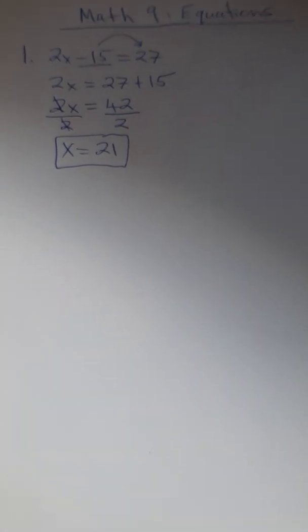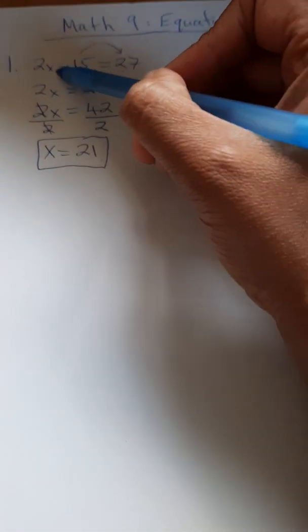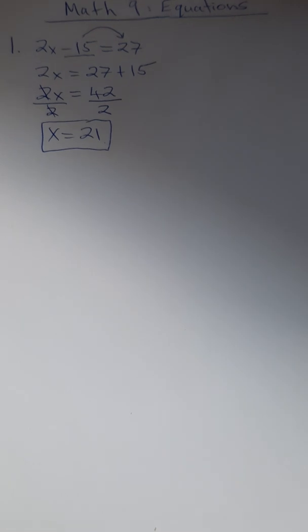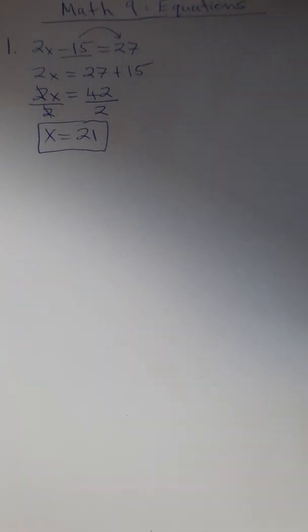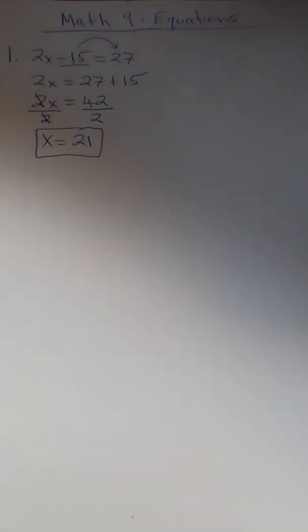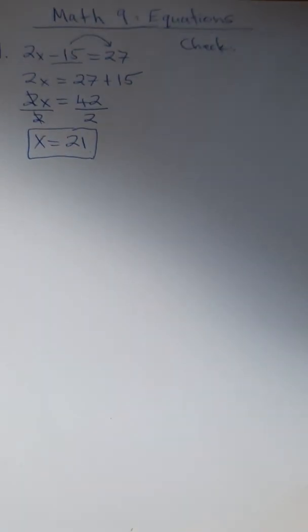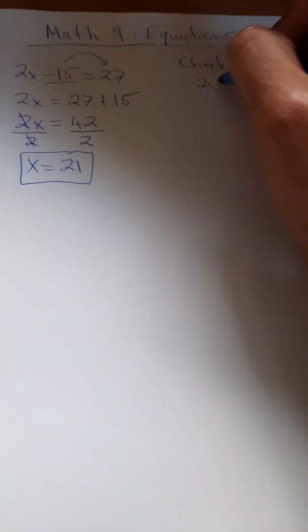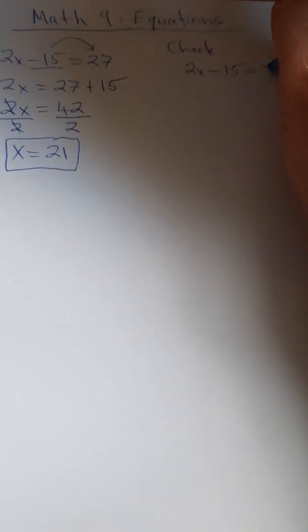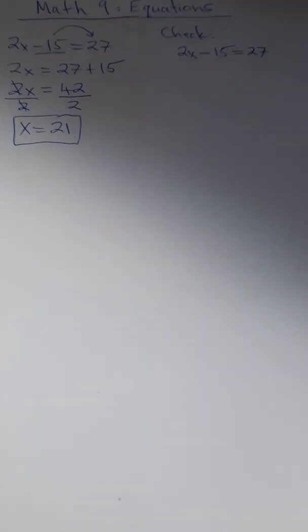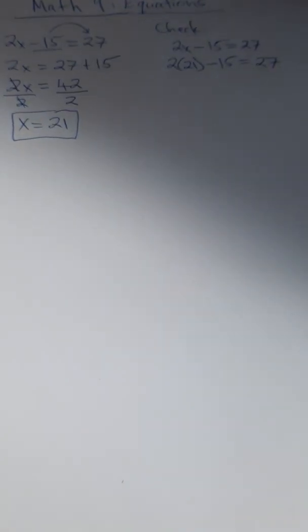Remember, when you are checking your answers for equations, I'm just going to take the x equals 21, substitute it back into the original equation, and you'll see that both sides are equal. Let's try the check, just maybe for one of these questions, so everyone remembers how to do it. We're going to rewrite this original equation here, and what I want to do is substitute the x equals 21. So we're going to do 2 times 21 minus 15 equals 27.